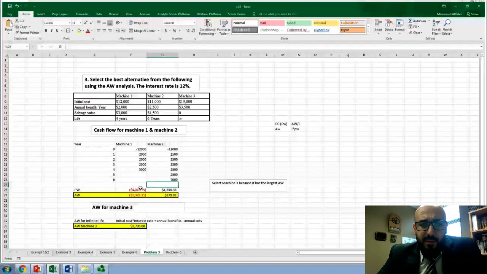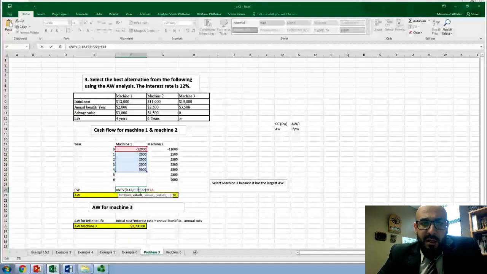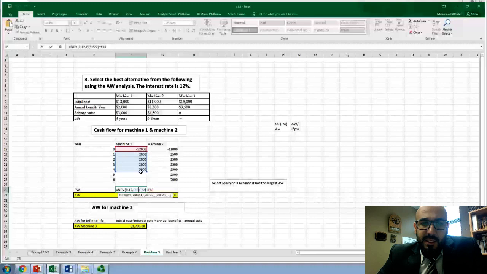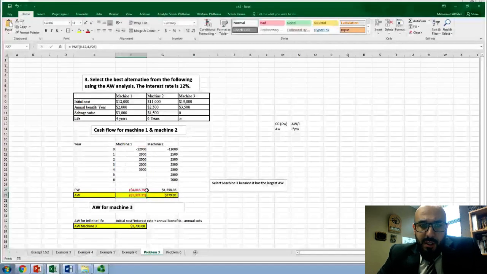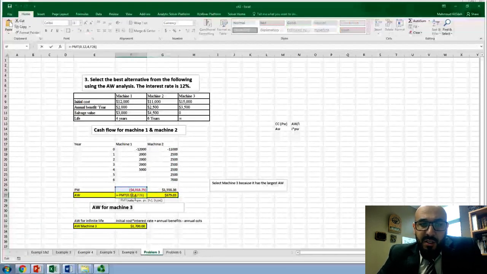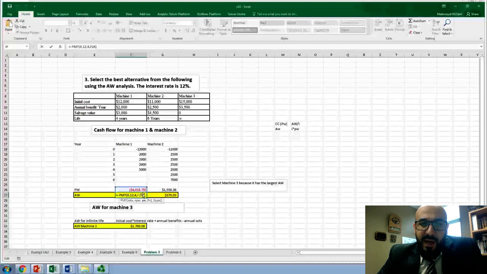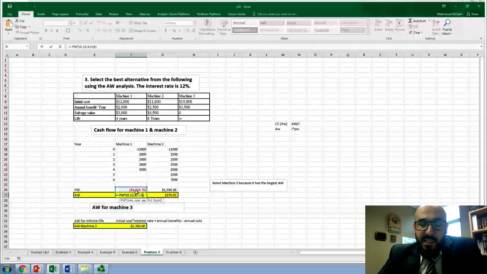And then the next step, you need to find the net present value, the NPV function. 12% is the interest rate. Select all the values, add the initial cost, and you do the same thing for machine 2. And the next step would be finding the annual worth using the payment function, PMT, 12% for 4 years, and you use the present value that we calculated in the previous step.